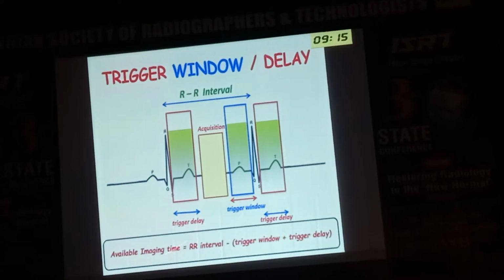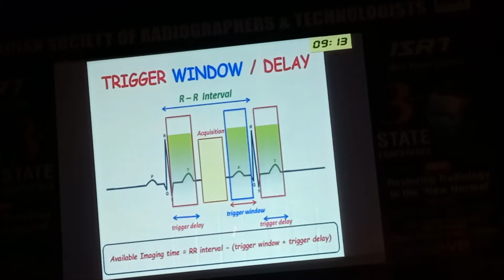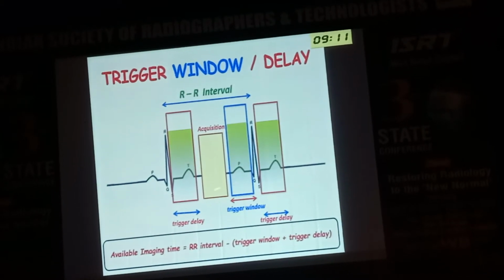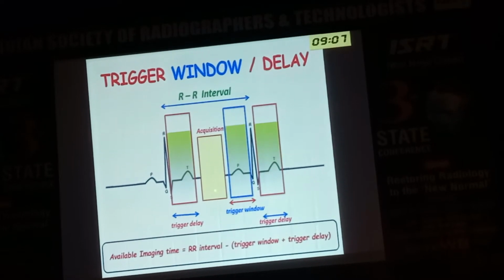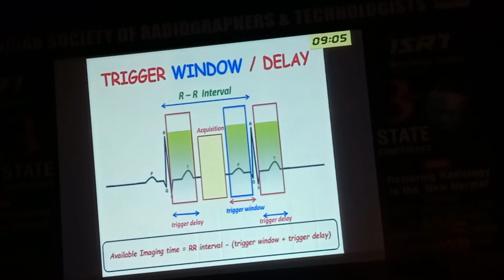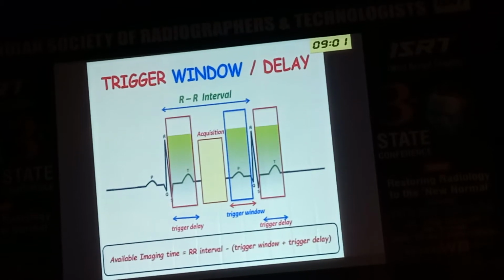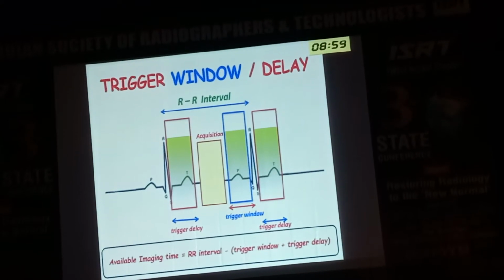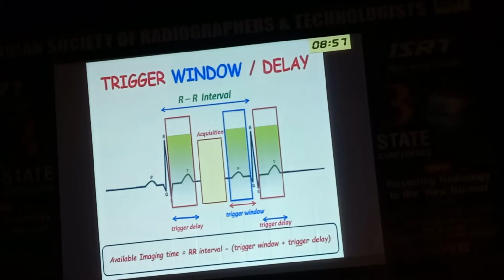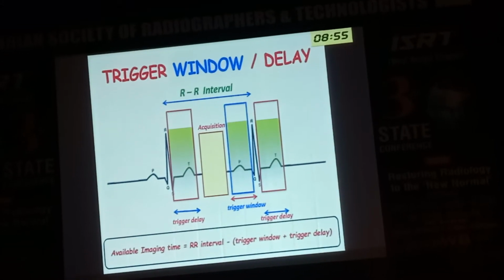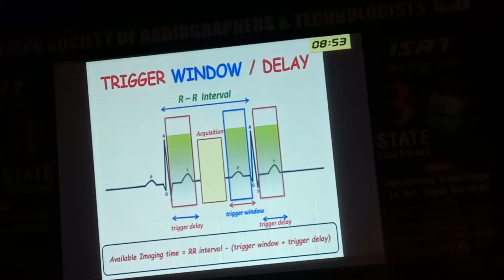Available imaging time is RR interval minus trigger delay plus trigger window. That will give the actual acquisition time. Only this area I am going to do the scan. So only that area I will be giving the X-ray and capturing. Heart is at rest phase. No movement will come. That is called the gating mechanism.